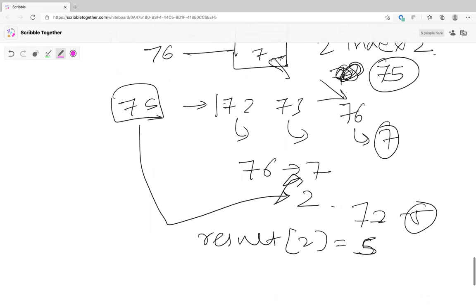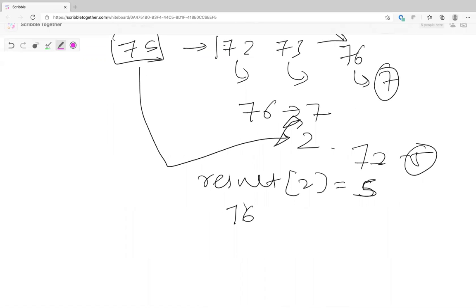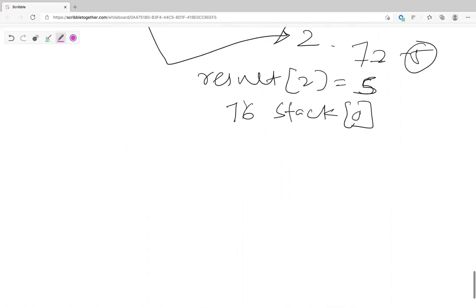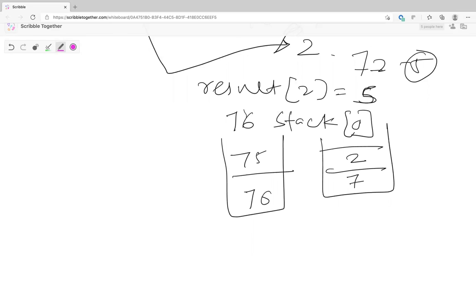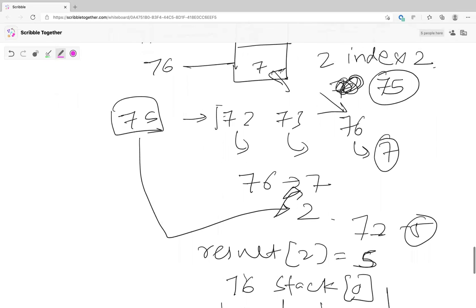Do you need 72 and 73 ever after you push 75? You got 76 at the top of your stack, you didn't pop it out. You just peeked, and then you added 75. This is your index 7, this is your 2, this is 75, this is your 76. Why would you ever need 72 and 73 again? No, right?